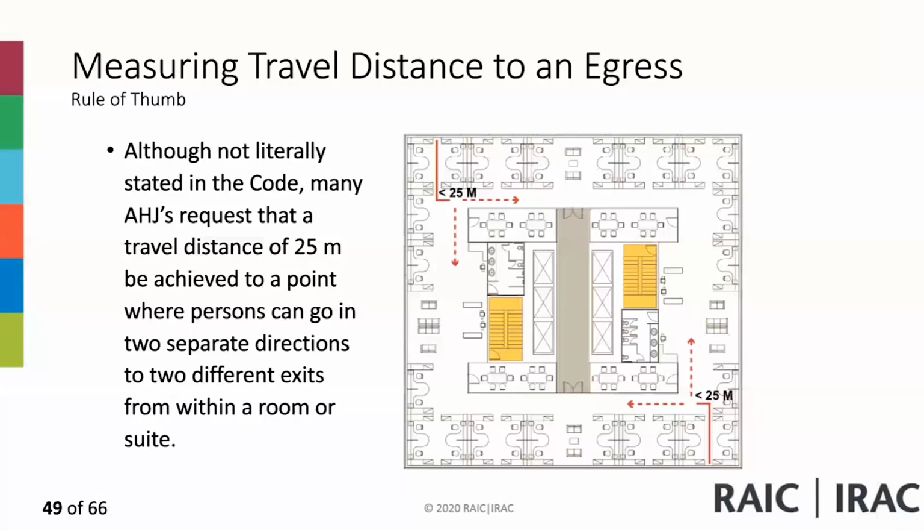Travel distance to an egress door: there are requirements in terms of provisions that you need to meet to get to an egress door before you get to an exit. Many authorities request that a travel distance of 25 meters be achieved to a point where a person can go in 2 separate directions to different exits from within a room or a suite. So that's a fire code provision. When you're putting together your floor layout and furniture layout for office spaces, you need to address the fire code provisions. That's a fire code rule in there.